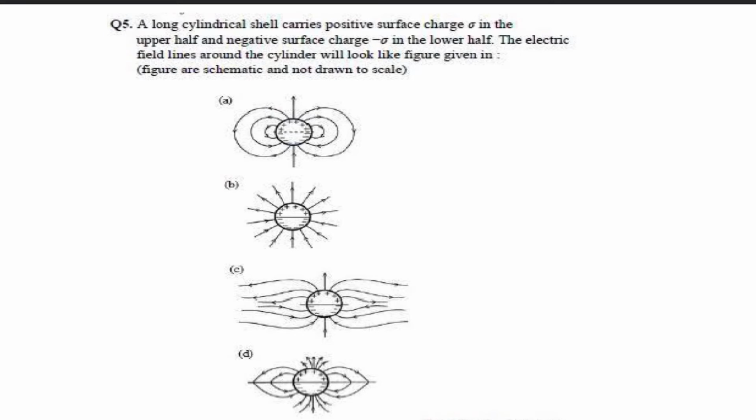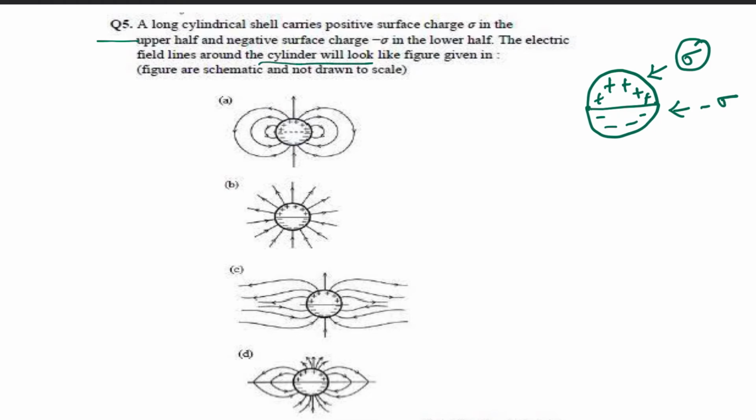Let us look at the 5th problem. A long cylindrical shell carries positive surface charge sigma in the upper half. In the upper half the positive charge is there, and the charge density is given as sigma, and in the bottom half the negative charge is there, which is written as minus sigma. The electric field lines around the cylinder will look like one of the figures given. You are supposed to answer which one is the correct view for the electric field lines.